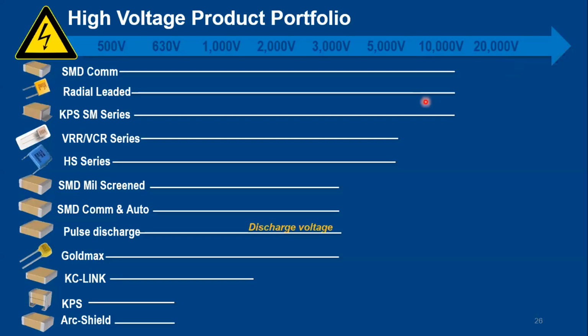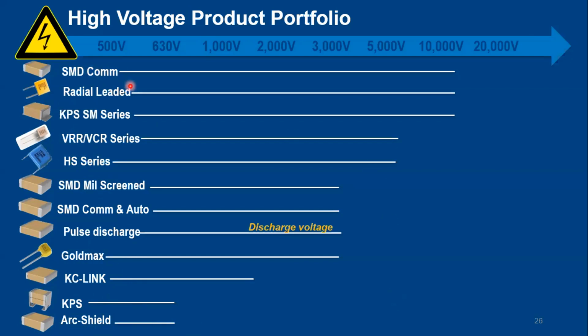But I want to mention that our high voltage products are not limited to the arc shield one. Arc shield is for when you may have arcs on the surface or more failures because of your environment, and you want to avoid it in every possible way. But we also have a lot of high voltage products: SMDs up to 10K for MLCCs, KPS series, and also through hole series, pulse discharge, Goldmax, KC-Link, KPS, and arc shield, as I mentioned.